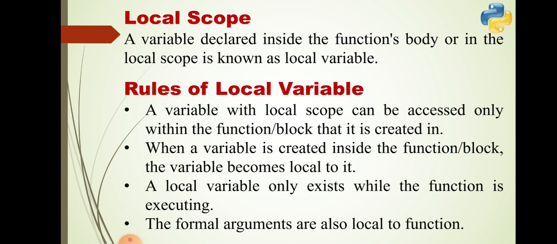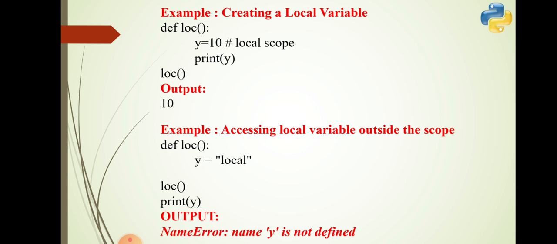Okay, the formal arguments are called local to a function. So these are the rules they are given. Now you look at this example.